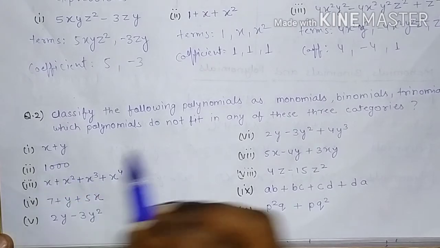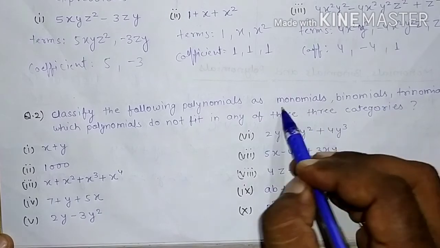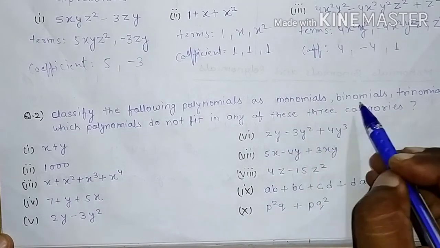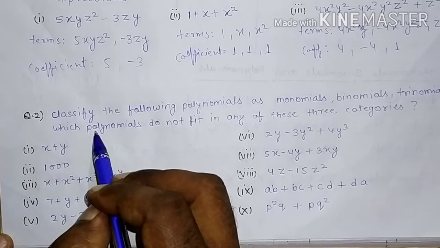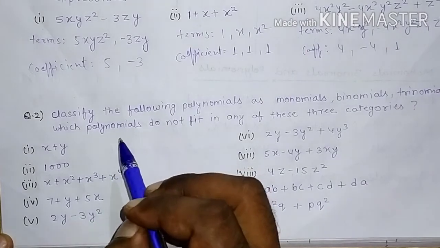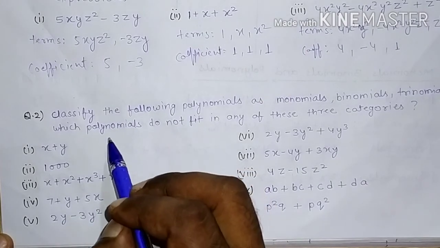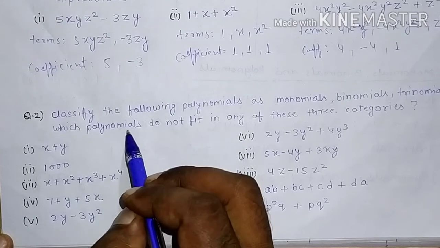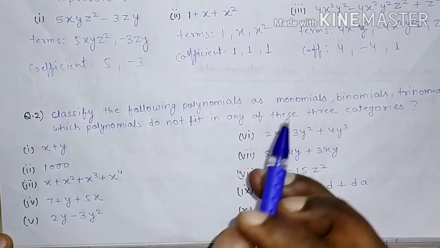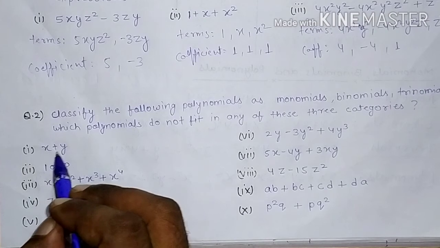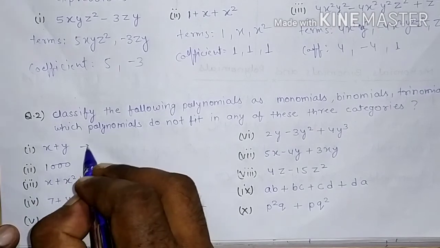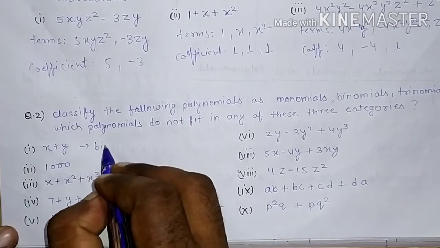So this is binomial. Monomial has only one term, binomial has two terms, trinomial has three terms, and polynomial means an algebraic expression having more than three terms, like 4, 5, 6, 7, and so on. So in the first question, there are two terms, x is the first term and y is the second term. So this is binomial.